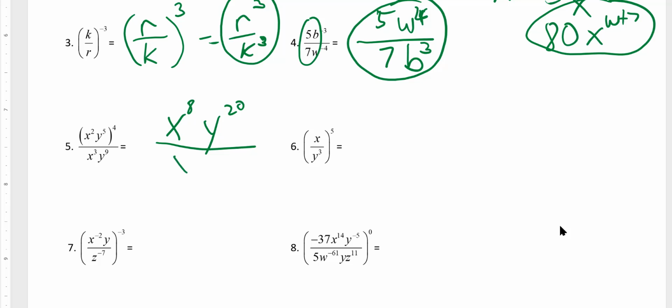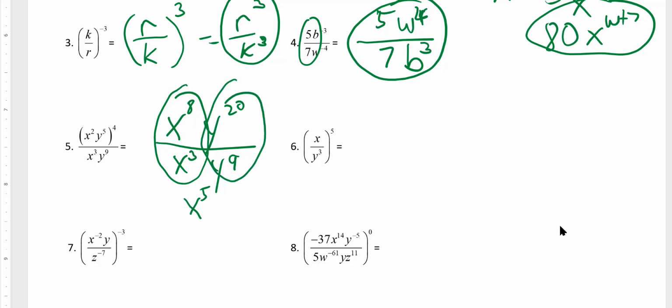The denominator is x to the 3rd, y to the 9th, but we're still not done, because now we can go back and use the first rule we did today, which says when you have something like that, you can subtract powers. So that gives me x to the 5th, and you can subtract powers, that gives me y to the 11th. So that is my final answer for that one.